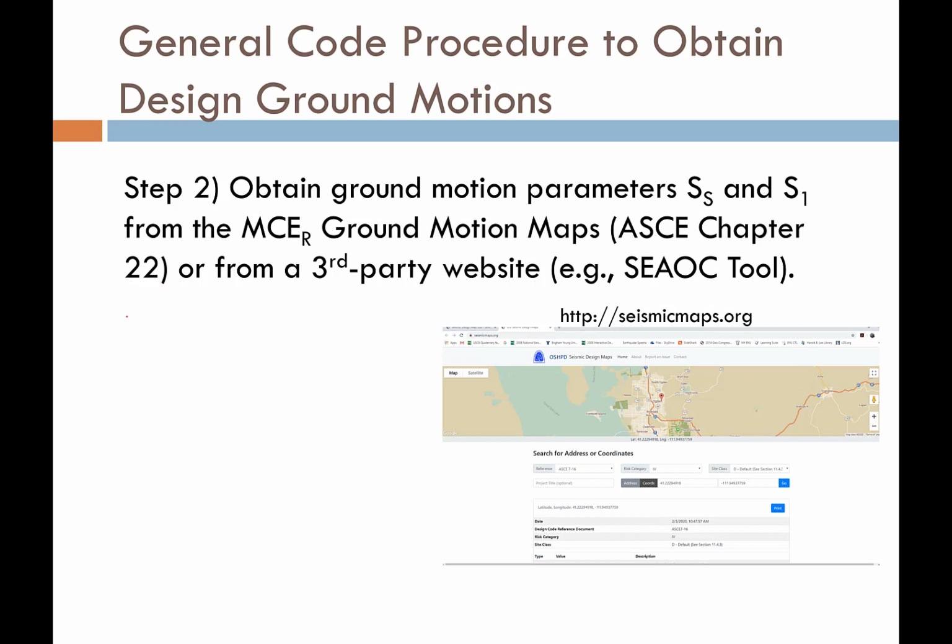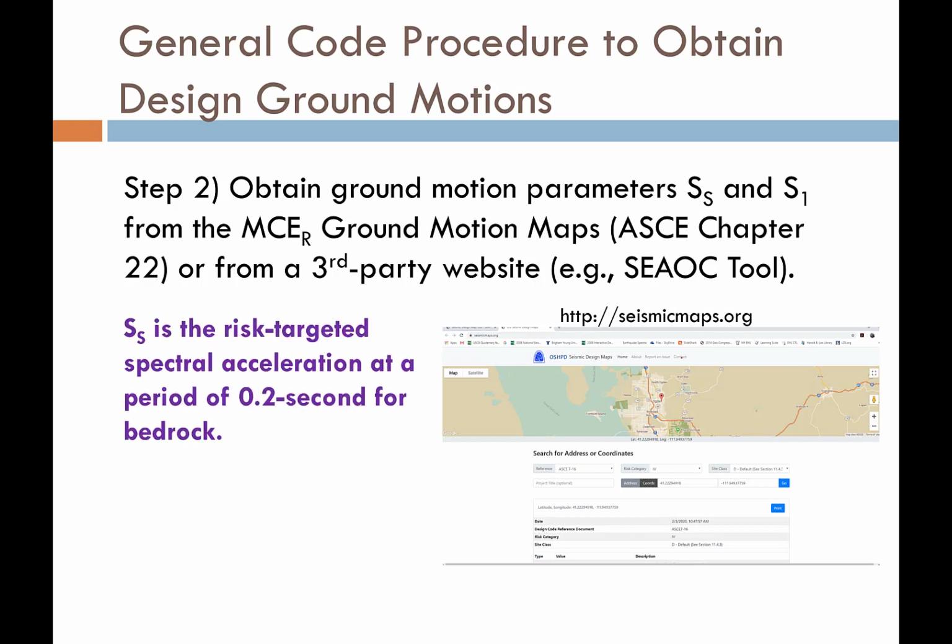But the rest of us usually use a third-party website. One website that's really useful and free is the SEAOC tool. SEAOC stands for Structural Engineers Association of California. And you can find that by just going to the website seismicmaps.org. Very, very useful stuff. ASCE has a tool as well, but it's subscription-based. It costs money.